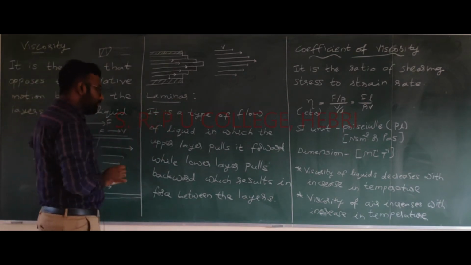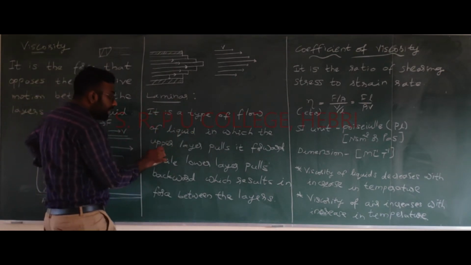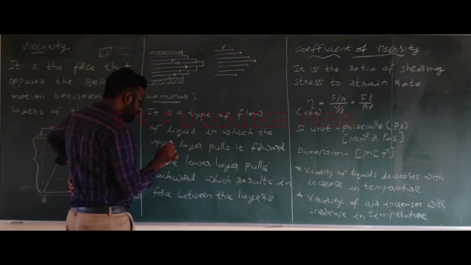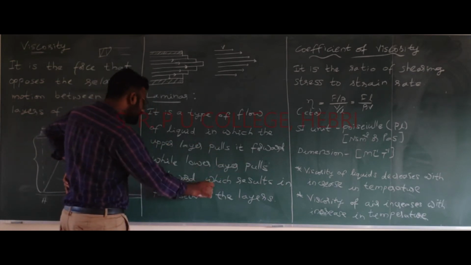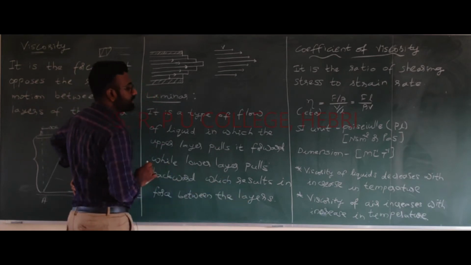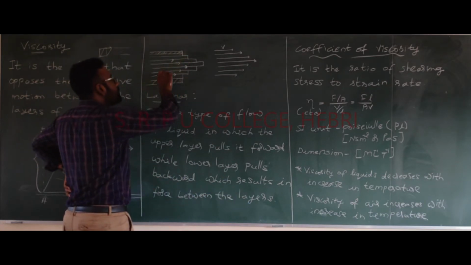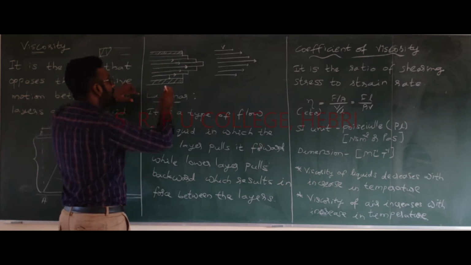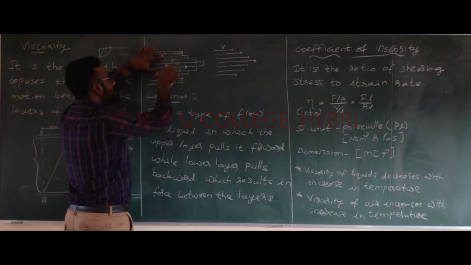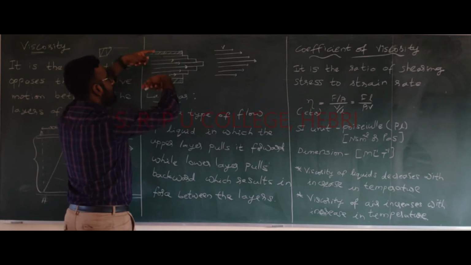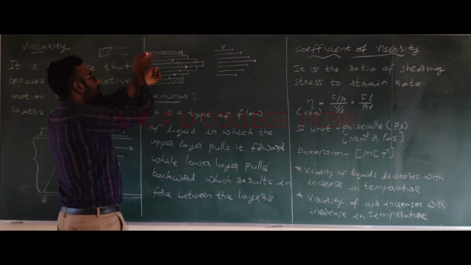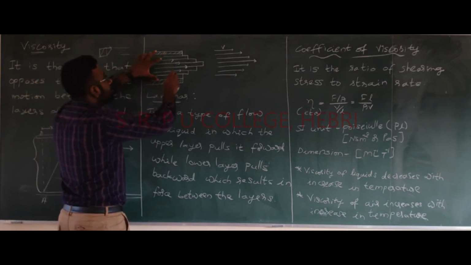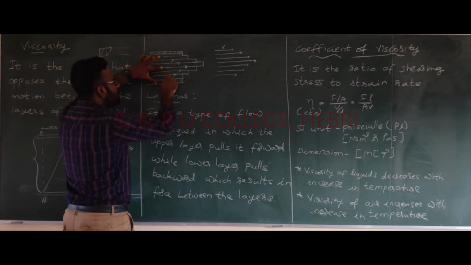It is a type of flow of liquid in which the upper layer pulls it forward while lower layer pulls backward, which results in a force between the layers. Now see, if water is flowing in this one, you can consider this is upper layer, this is also upper layer. This is lower layer. See why? Because if you just turn it, this will become upper layer, right? So this is actually lower layer, this is upper layer.